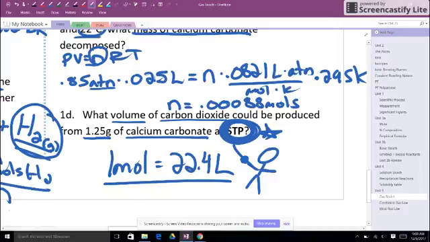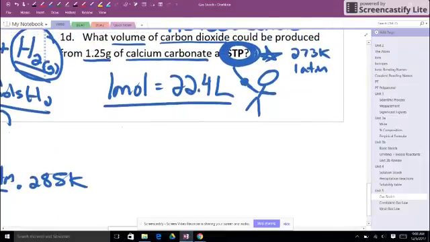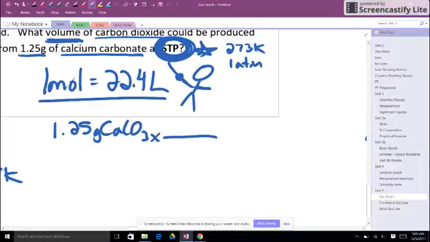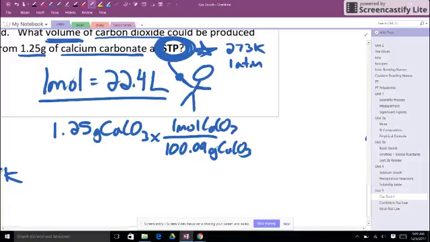Now, we could do the old way, and we could do gas stoichiometry to find moles of gas, and then we could plug it into PV=nRT, and remember that standard temperature is 273 Kelvin, and standard pressure is 1 atm, and we could use PV=nRT to solve this. But I want to do the shortcut. 1.25 grams of calcium carbonate, and I'm looking for volume of CO2. So let's go to liters of CO2. Calcium carbonate is 100.09 grams per mole. We need to go to moles of gas, so that'd be the CO2.